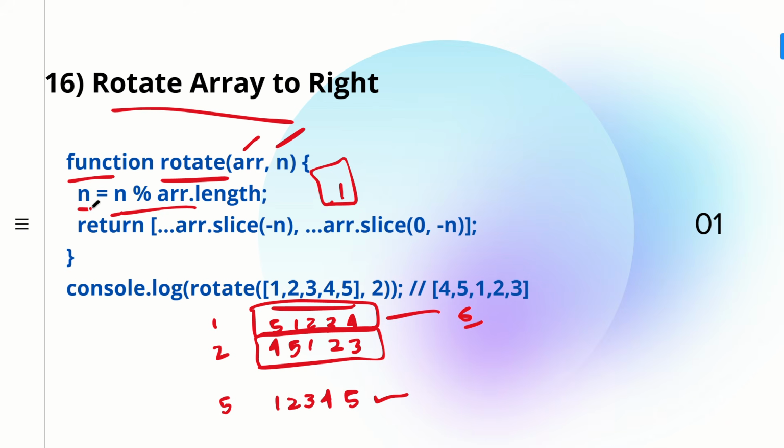So once you have got how many times you are supposed to rotate it, you are just writing arr dot slice, and we are making use of this spread operator here. So arr dot slice from 0 to minus n. What is n here?